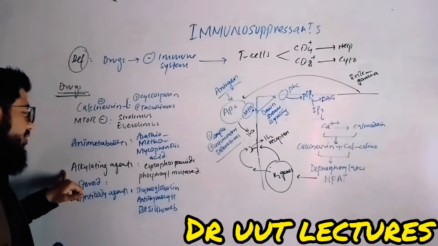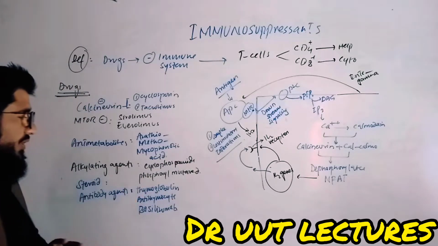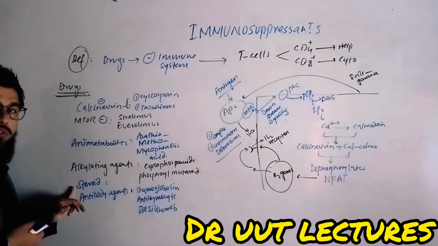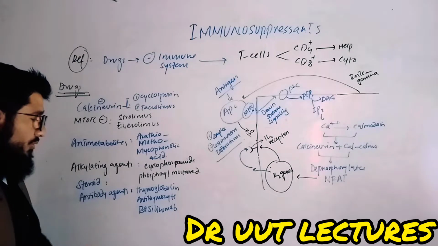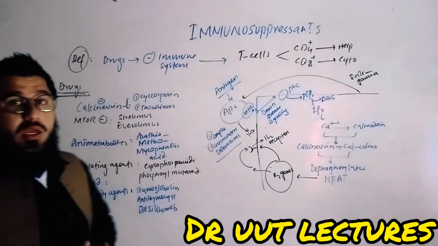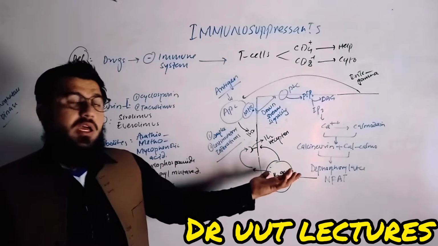In this we'll talk about azathioprine, methotrexate, and mycophenolic acid. And here we have another group, alkylating agents, in which we'll talk about cyclophosphamide, also known as phosphoryl mustard, and steroids. After that, we'll talk about the antibody agents like thymoglobulin, antithymocyte globulin, and basiliximab. We'll talk about all these drugs and their mechanisms of action in this particular portion.